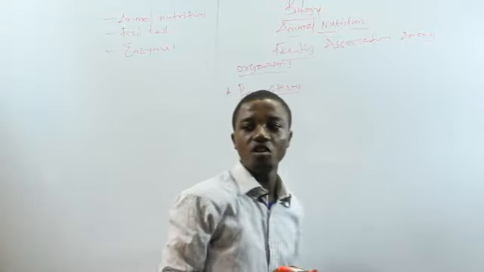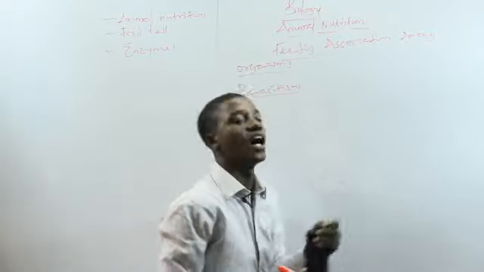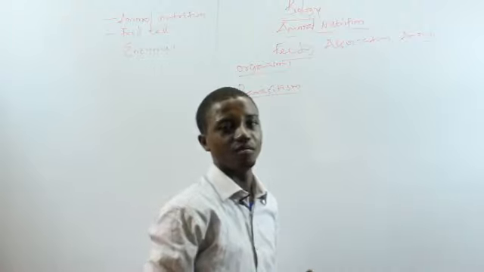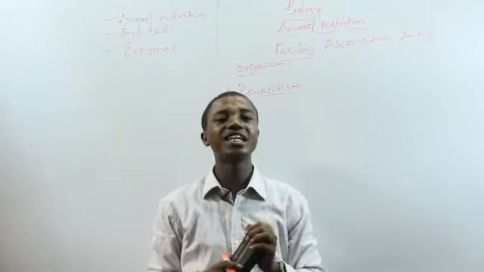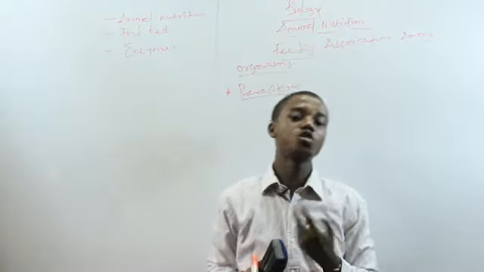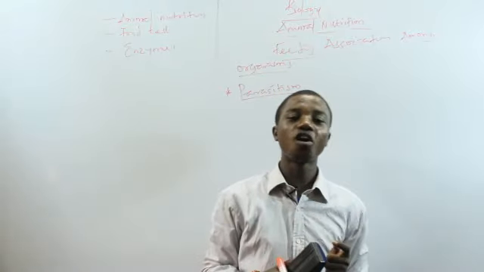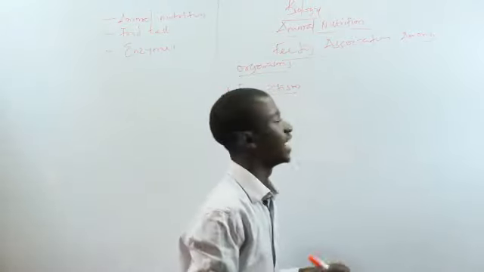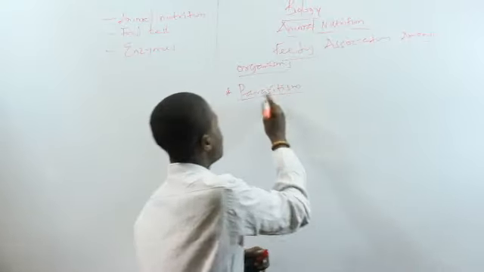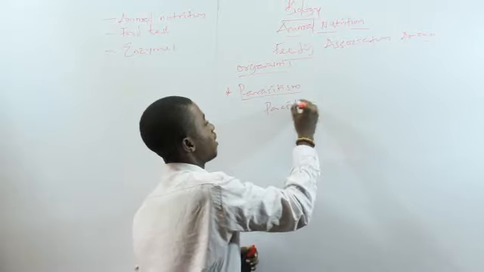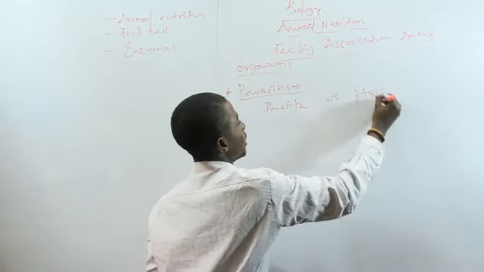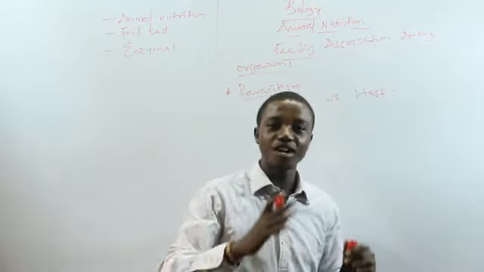Feeding association among organisms. The first on our list is parasitism. Now what is parasitism? Parasitism is basically a feeding relationship between two organisms. One is called the parasite, while the other is called the host. So whenever we're talking about parasitism, we're talking about parasite versus host.